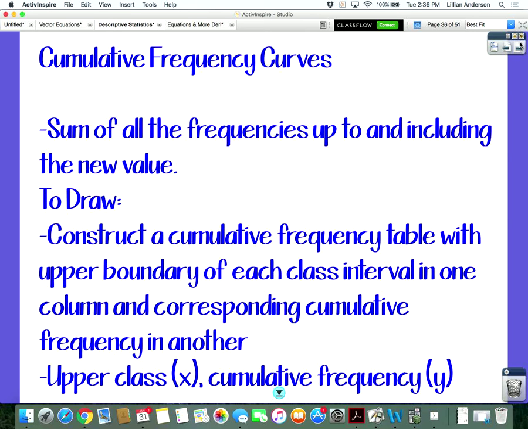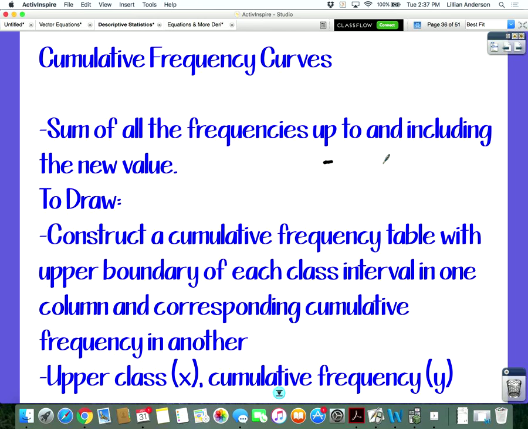To draw a cumulative frequency curve, you are going to construct a table. That's the easiest way. You're going to find the upper boundaries of that table. Upper boundaries is something that you would have done on the very first day that we started statistics. How do you find the upper boundaries when you're looking at a table? If you do not remember, flip back.